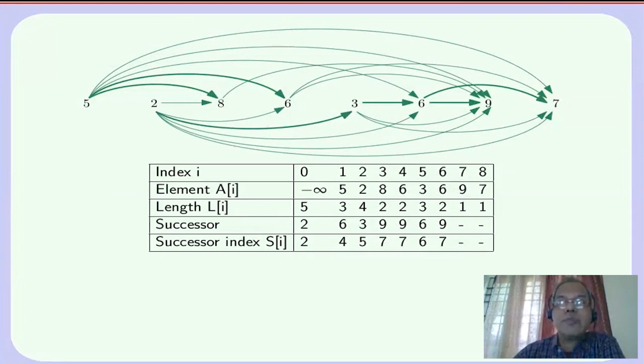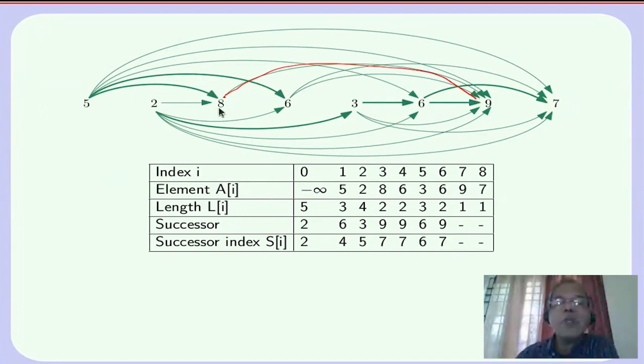Graphically, we can show these subproblems and the dependencies. For example, for 5, we have to solve the subproblem that starts with 8 or 6 or 6 or 9 or 7. For solving the subproblem that starts with 2, we have to solve the subproblem that starts with 8, 6, 3, 6, 9, 7.